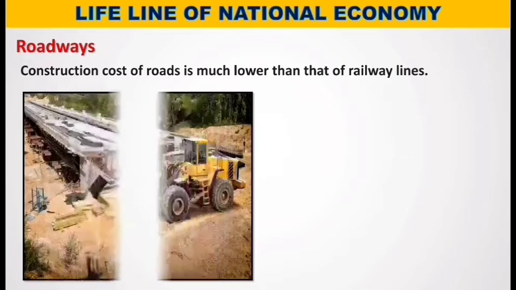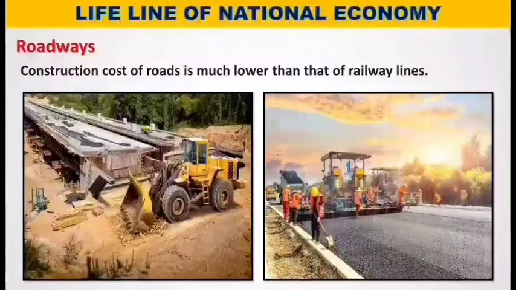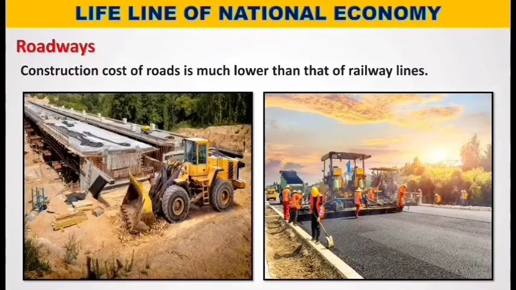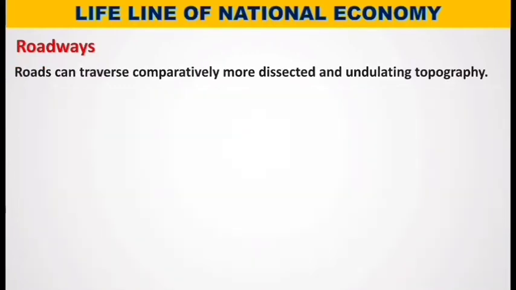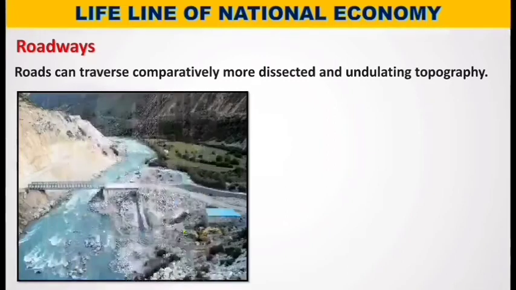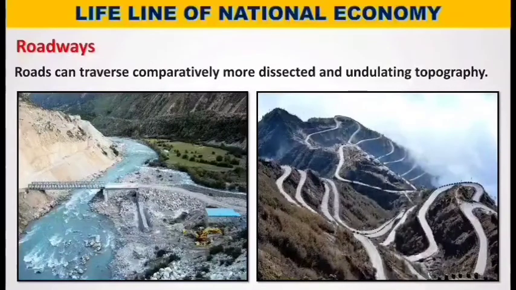Construction cost of road is much lower than that of the railway lines. It means they are relatively cheap and easy both in construction and maintenance. Our second point, roads can traverse comparatively more dissected and undulating topography, which means dissected meaning separated and undulating meaning uneven surface. The roads can be constructed on more geographically harder locations, but it is very difficult to construct railways. The isolated areas can be connected to the mainstream easily via roadways.